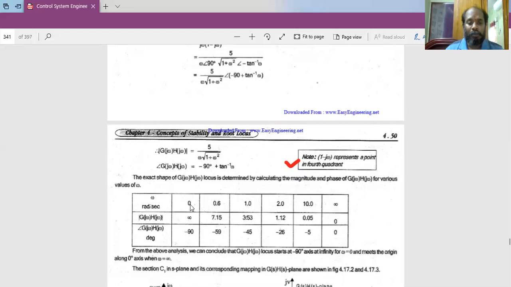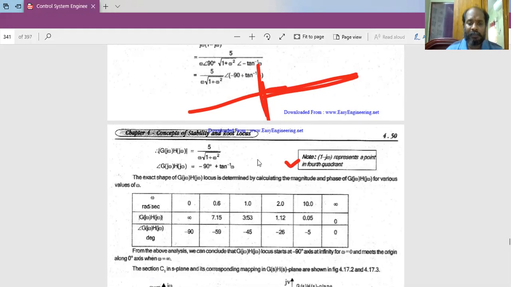If you put 0 in the denominator, that is omega equal to 0, you get an infinity value. If you put 0 here, tan inverse of 0 is 0, so you get minus 90. Going to the last part, if omega is equal to infinity, anything over infinity becomes 0. Here, tan inverse of infinity is plus 90, so minus 90 becomes 0. So how will your diagram look?